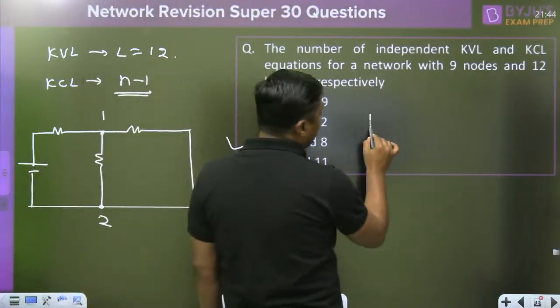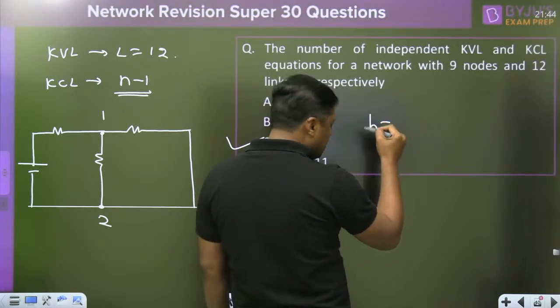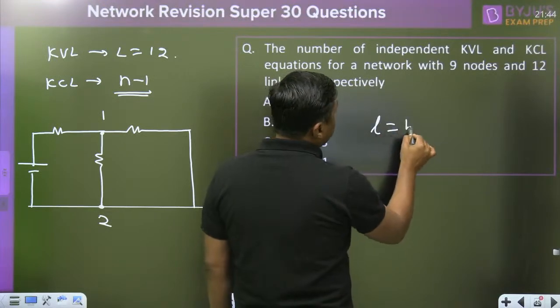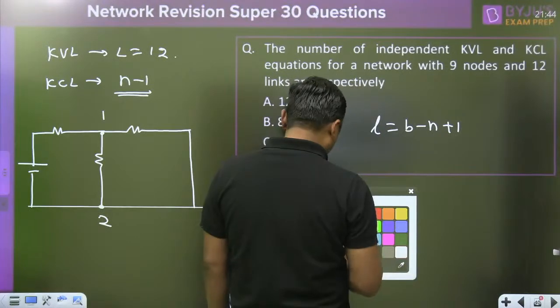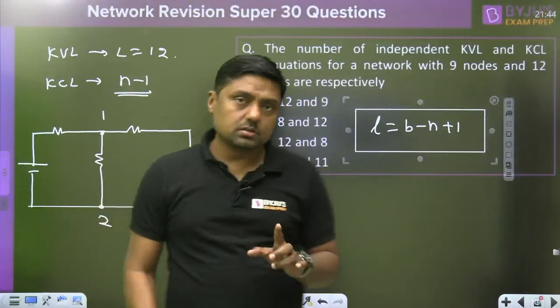Remember this equation, number of branch is equal to what? B is equal to... we are writing, no sorry, number of links. L is equal to B minus N plus 1. This is the number of links. From graph theory, that is the formula, where L is links.